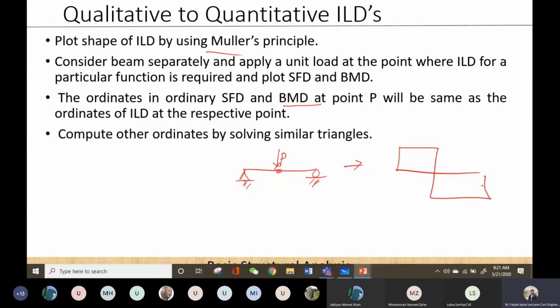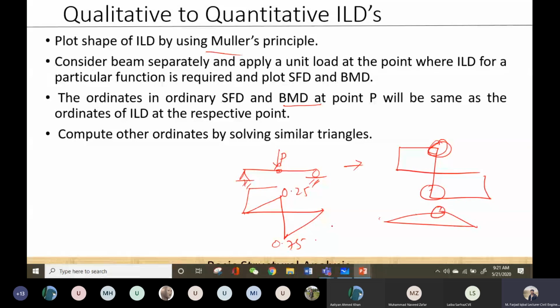Let's say this is my shear force diagram or this is my bending moment, then these two ordinates of shear force and bending moment diagram are similar to the ordinates of ILD at point B. For example, if my ILD for shear force is something like this, then the ordinates of shear force and bending moment diagram, let's say this is 0.25 and 0.75 over here, then in my ILD, these two ordinates will be equal, because obviously the ILD is basically the shear force at any point when the unit load is at that point.